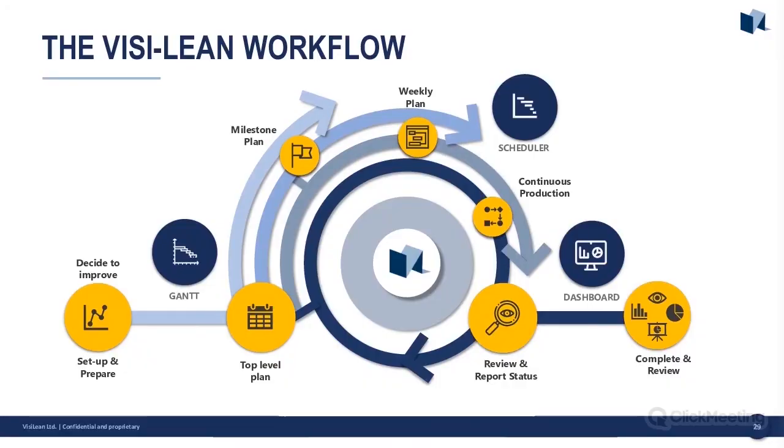This diagram is just a simple breakdown of the workflow of VisiLean. So firstly, someone somewhere needs to decide that they want to improve efficiency at their company or look at a new way of doing something. Then we can import their program, or they can create it from scratch in VisiLean and create that top level program. From that, we can take the milestones. The milestones then get moved into our weekly work plans, where the scheduler will allow people to visualize and commit to their own work. Work is just continuously being executed on the site.